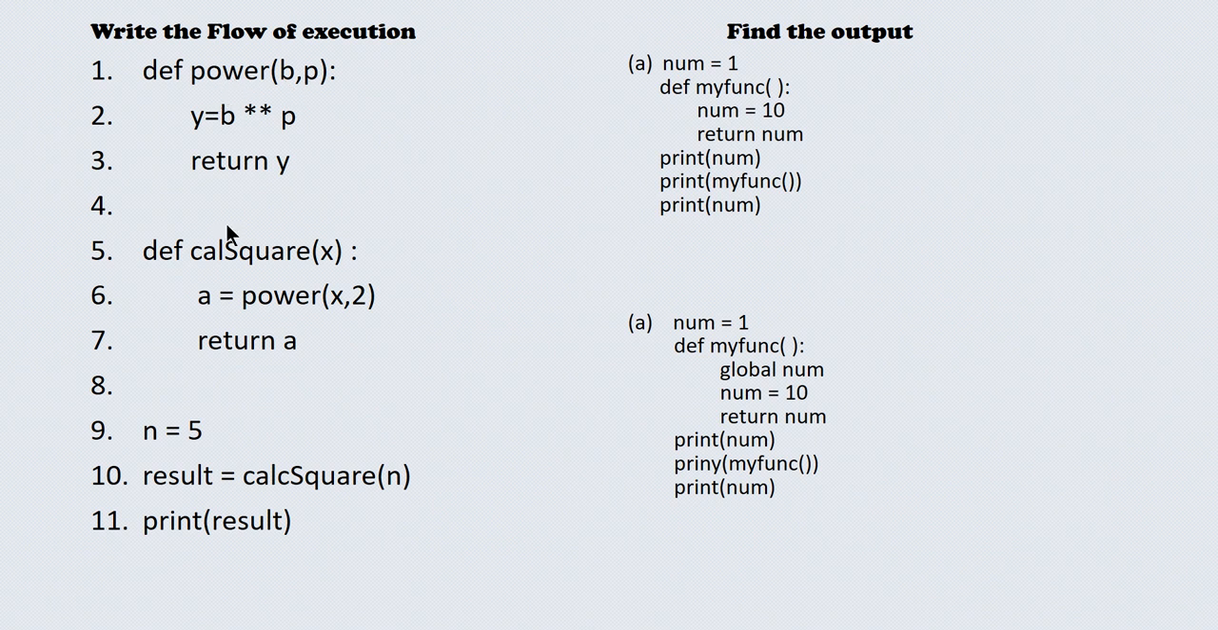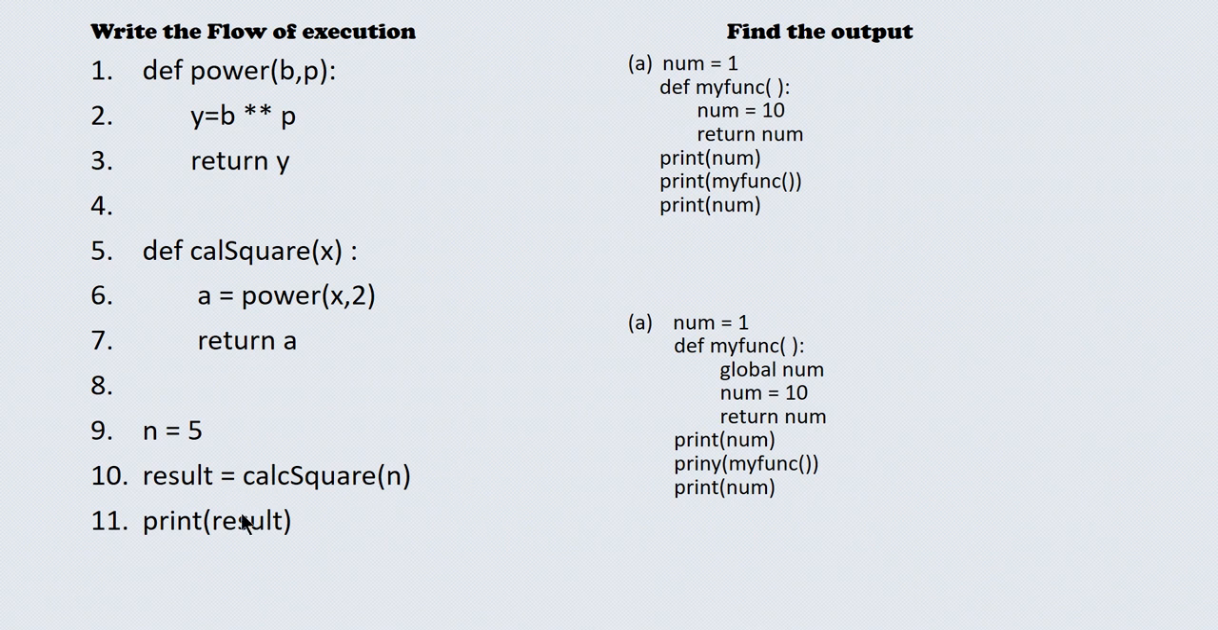So it will execute after 6. It is 1, 2, 3. After executing 3, again it will come back to line number 6. Okay. So after executing line number 6, it will come to 7. Okay, so after 7 again it will come back to line number 10.